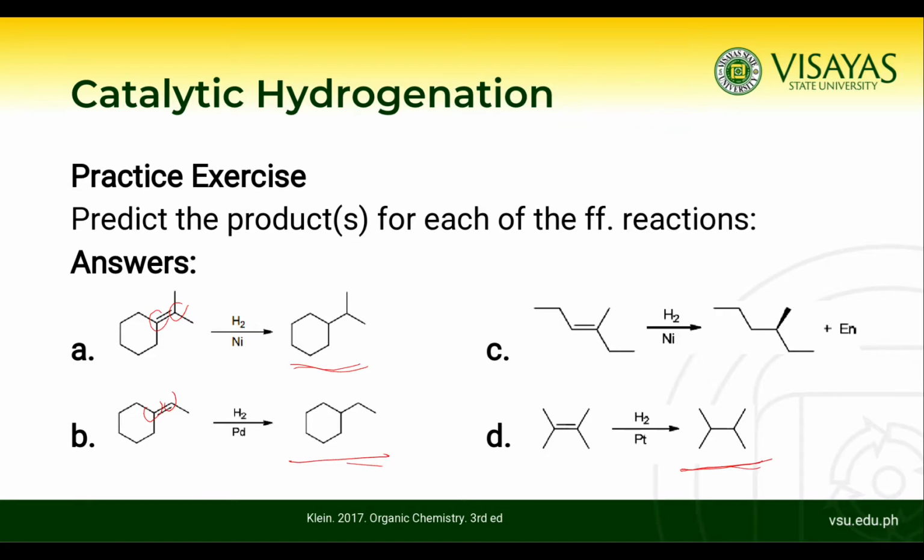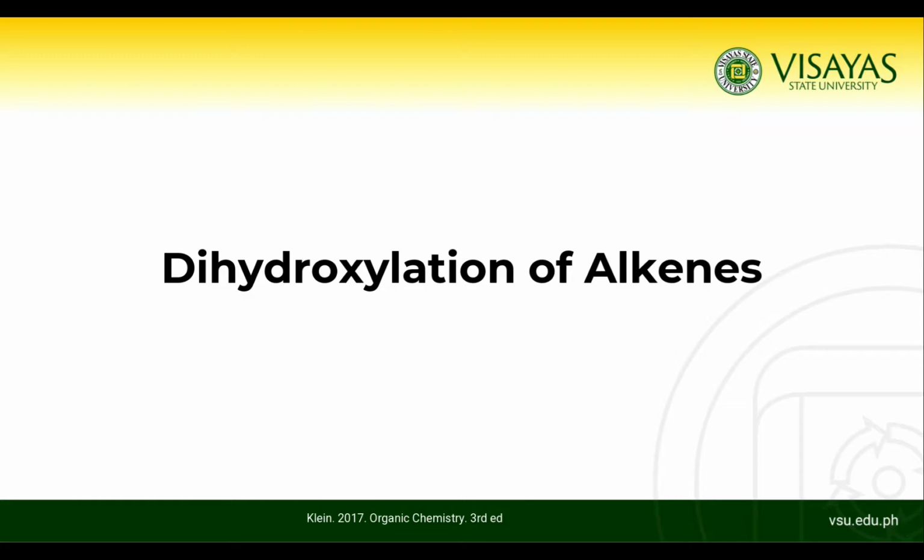stereochem. For letter C, this one here is chiral center. So we have 4 different groups bonded to this carbon. So we have to show one of the bonds na naka-wedge or naka-broken line. Okay? So that's for catalytic hydrogenation.